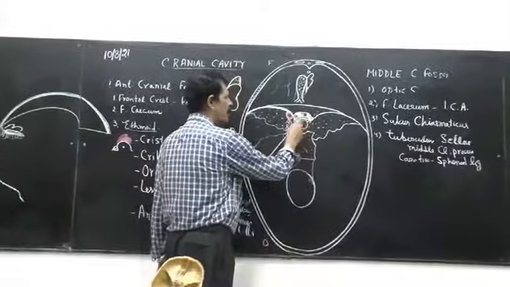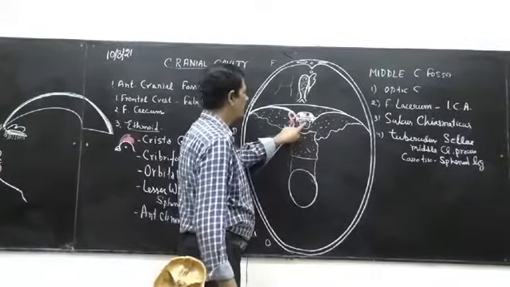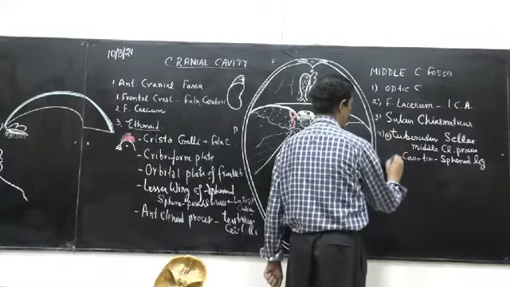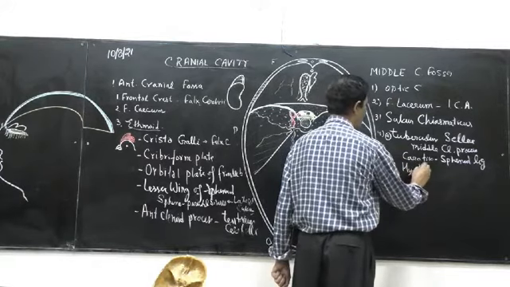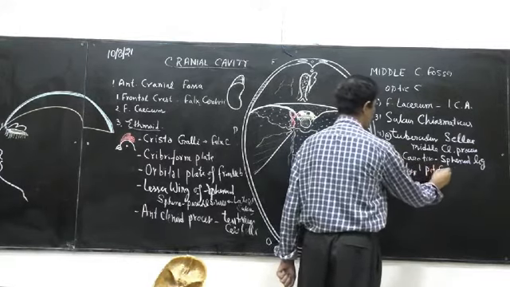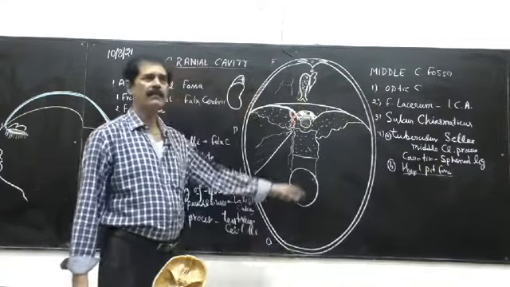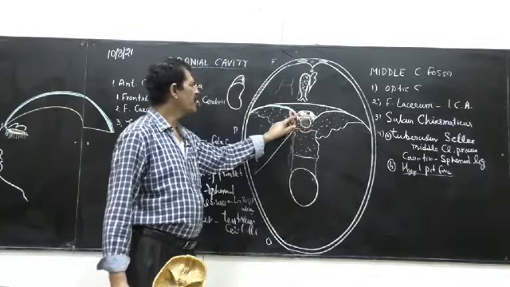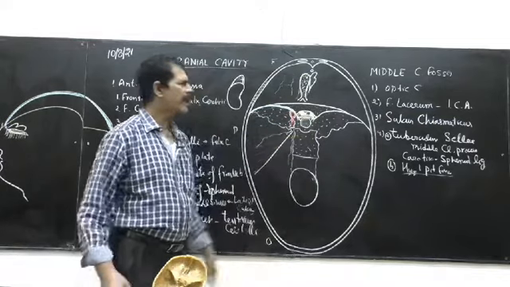Then posterior to the tuberculum sella is a fossa, which is called the hypophyseal fossa, or the pituitary fossa. Now the pituitary is the master gland, so it lies over here. So this whole superior surface of the body of the sphenoid is called the sella turcica.